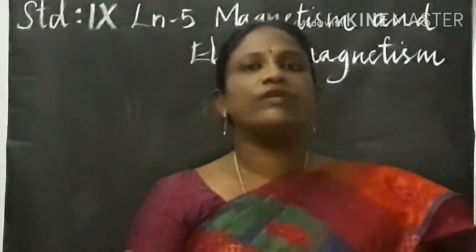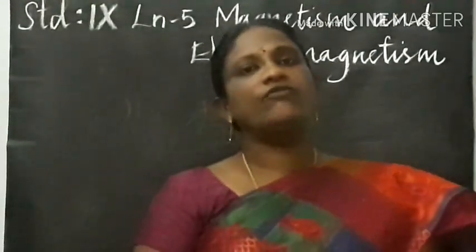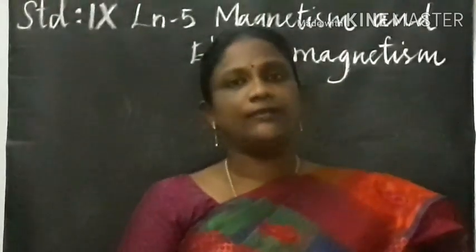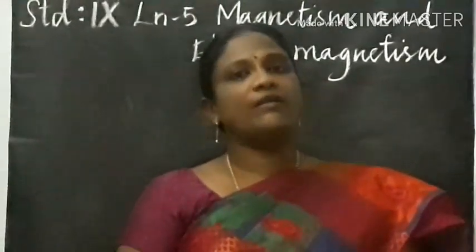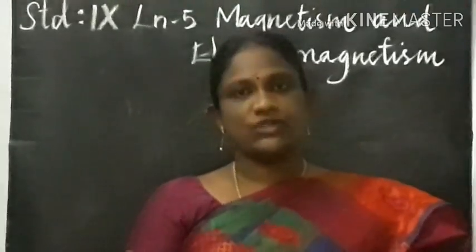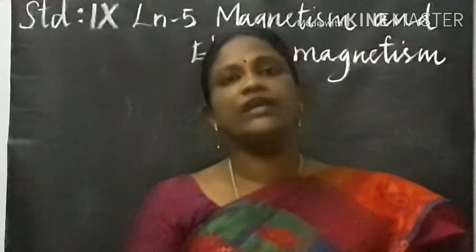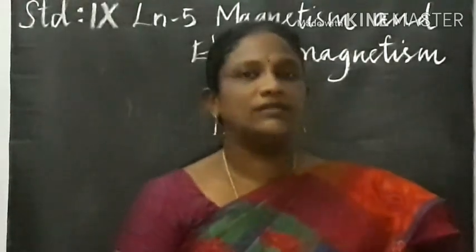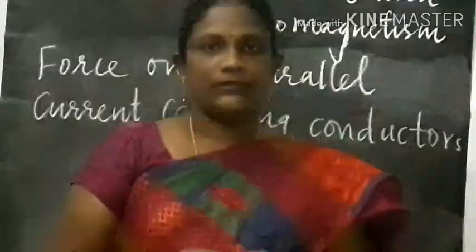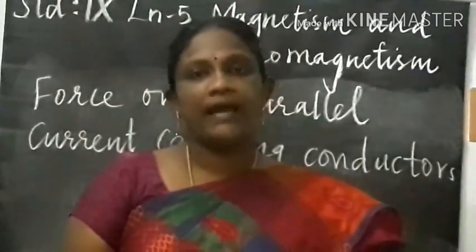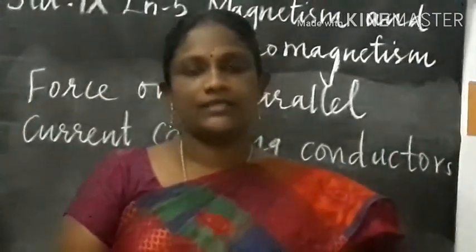That is, if we stretch the forefinger, middle finger and thumb perpendicular to each other, the middle finger represents the direction of the electric current, the forefinger represents the direction of the magnetic field, and the thumb represents the direction of the force. In today's class, we are going to learn about force on parallel current carrying conductors.